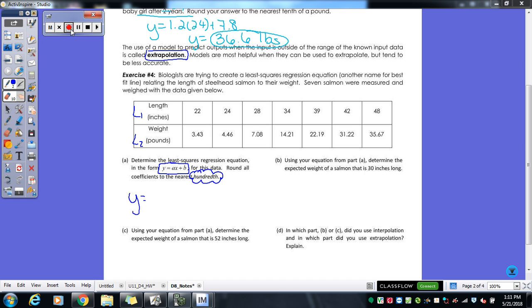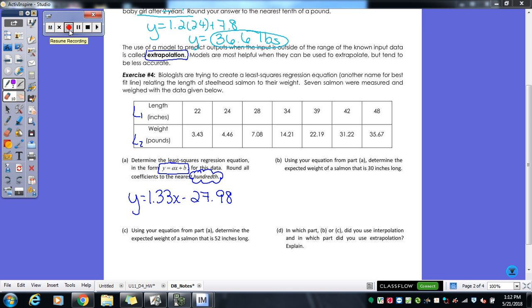So what do we get to the nearest hundredth? There we go. 1.33x minus 27.98. Why is it a negative? Because if this was 0, I mean, there's no fish. That's true, the fish doesn't exist.